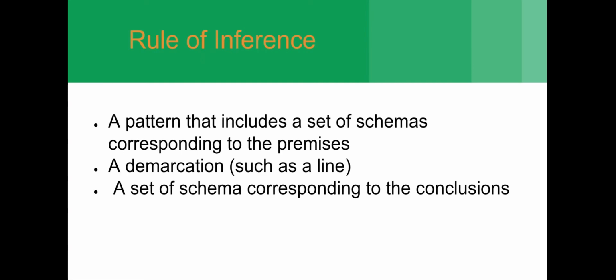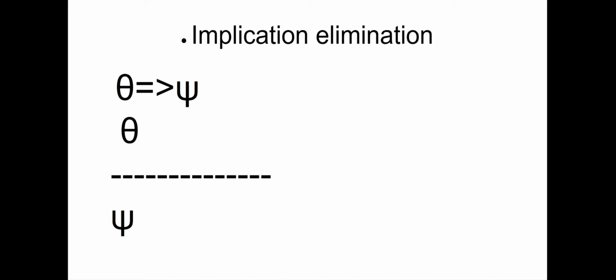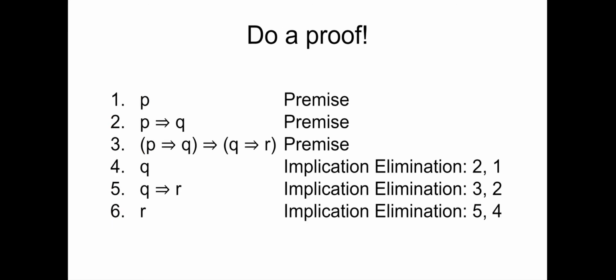And in addition to the schema, you put those rules of inference together, which is fundamentally what that whole proof was looking like, which is a pattern that includes a set of schemas corresponding to the premises, a demarcation such as a line, and a set of schema corresponding to the conclusions. And so what we'll see here is the rule for implication elimination pretty much matches exactly what we came up with before, but we formalized the structure of it so that we feel comfortable using it in a formal proof and in formal logic.